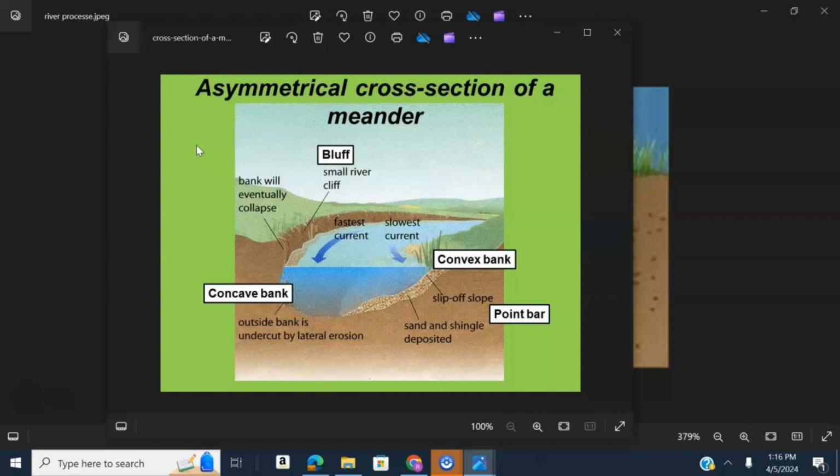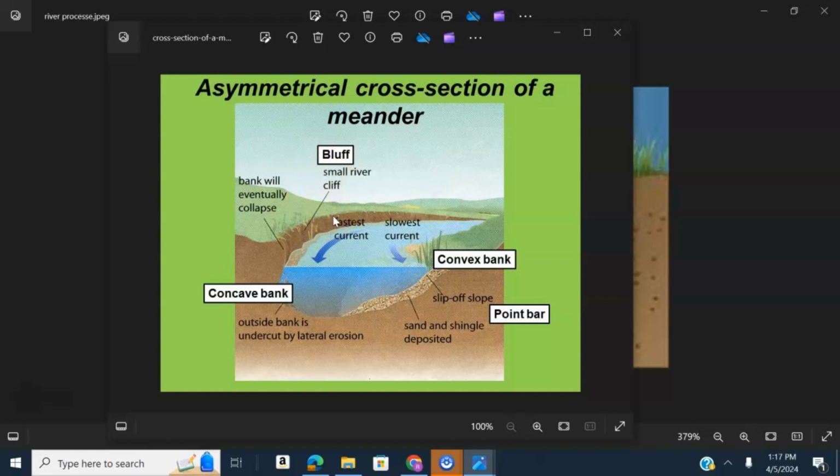Now, the channel of a meander is steep on the outer or the concave side. So it is steep on the outer banks, or this is known as the concave side, due to the swirling action of water undercutting the bank. The overhanging feature is called a river cliff. So over here we have the river cliff.